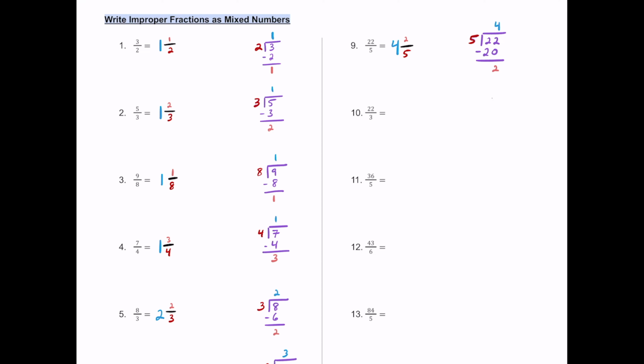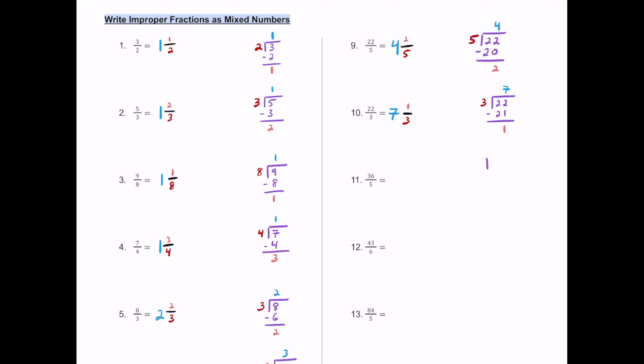For 10, we have 22/3. So let's go ahead and put 22 on the inside. We'll go ahead and put 3 on the outside as the divisor. 3 times 7 is going to be 21. That's as close as we can get without going over. We're going to get a remainder of 1. So 22/3 is going to be the same thing as 7 wholes and 1/3 left over. Okay, less than 8 entire things.